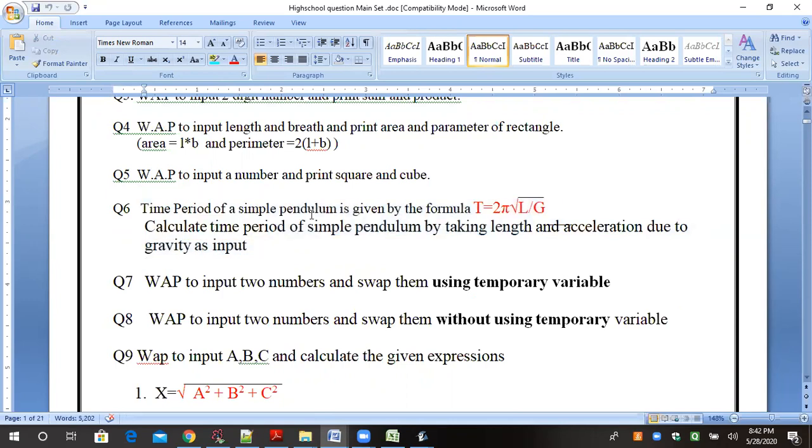The time period of a simple pendulum is given by the formula T is equal to 2 pi under root L by G. Okay, the biggest problem is how to use the under root. Calculate the time period of the simple pendulum by taking the length and acceleration due to gravity as input. We have to calculate the time period of the pendulum, that is T, and to calculate it we require L and G. What is L? L is the length and G is the gravity.